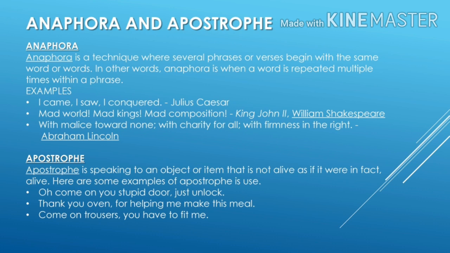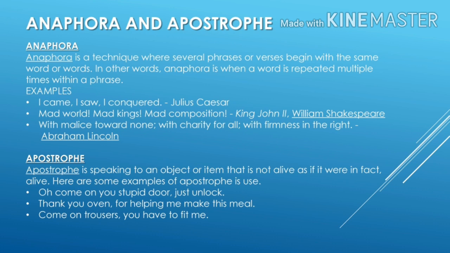Next we have anaphora and apostrophe. Let's begin with anaphora first. Anaphora is a technique where several phrases or verses begin with the same word or words. In other words, anaphora is when a word is repeated multiple times within a phrase. To make it more clear, we have some examples. I came, I saw, I conquered. This expression is found in Julius Caesar, written by William Shakespeare. So: I came, I saw, I conquered. You see, I is the word that has been repeated.